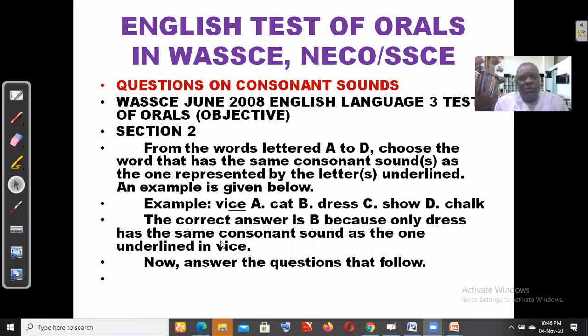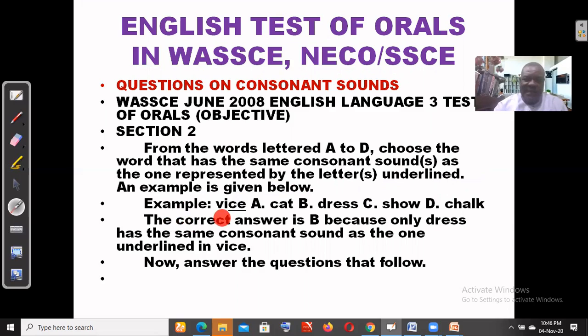Now, section 2 is where you find questions on consonant sounds. And we look at the way it is from the words, letters A to D. Choose the word that has the same consonant sound or sounds as the one represented by the letter or letters underlined. An example is given below, and the example is this.